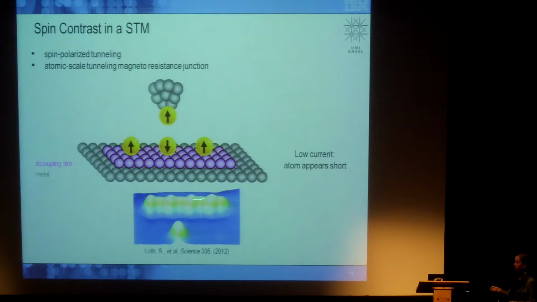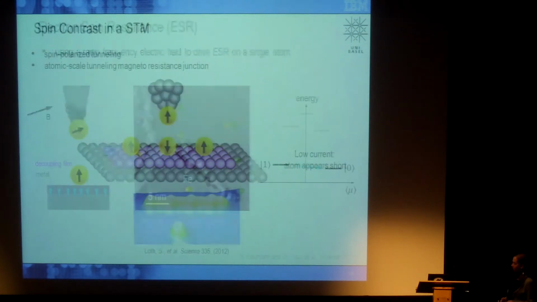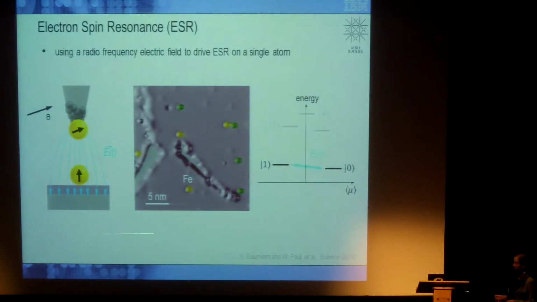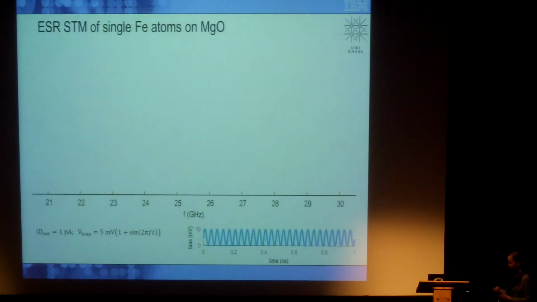And so in topography, all of these atoms are actually the same height. But when we take in the magnetic signal, they appear as different heights. Like this, we can distinguish what state our atom is in. Is it aligned or anti-aligned with our tip? And now all that's left to do is look at one single atom and try to drive it with this oscillating electric field.